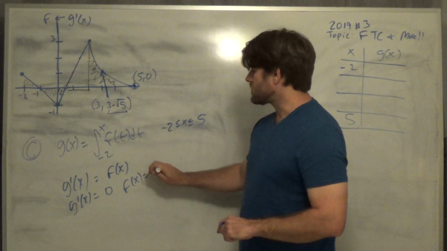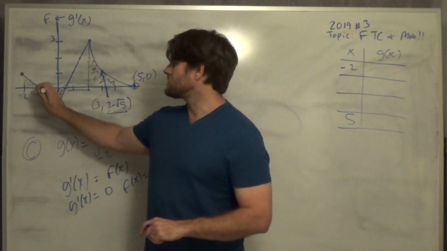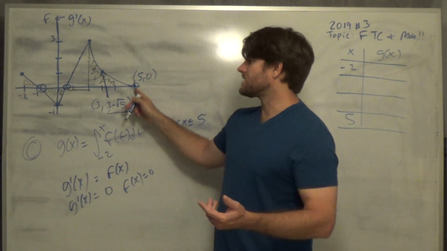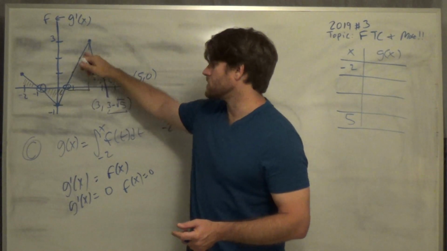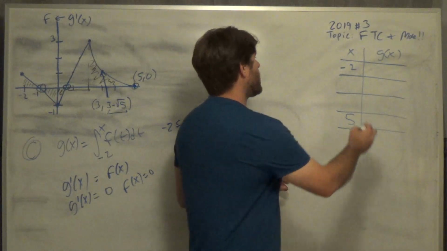So let's go ahead and look at the graph. When is f of x equal to 0? And f of x is equal to 0 here, and here, and we don't have to include that because it's an endpoint. Endpoints are not critical points. So -1 and 0.5. Okay.